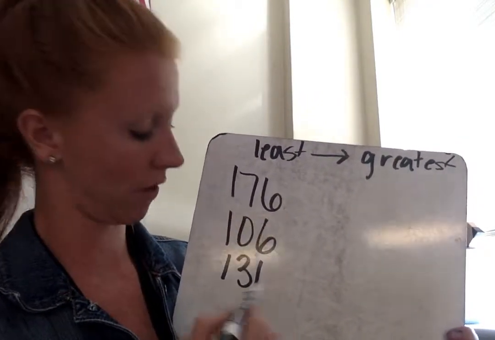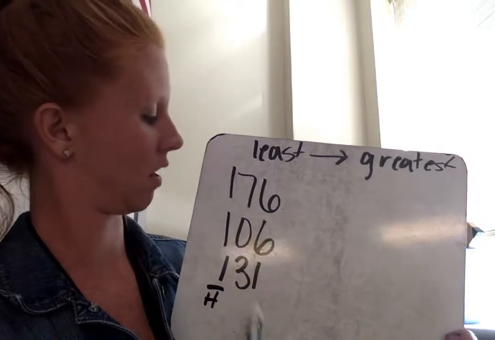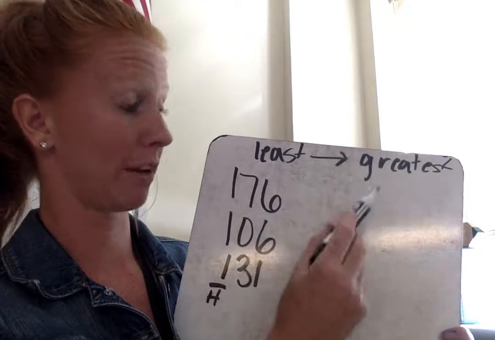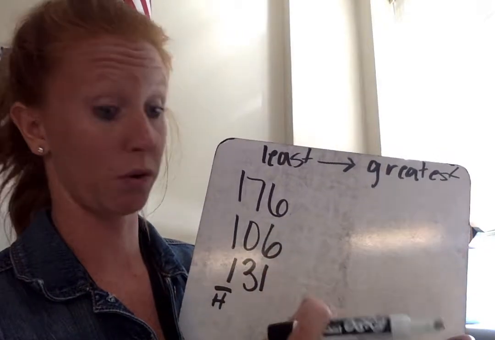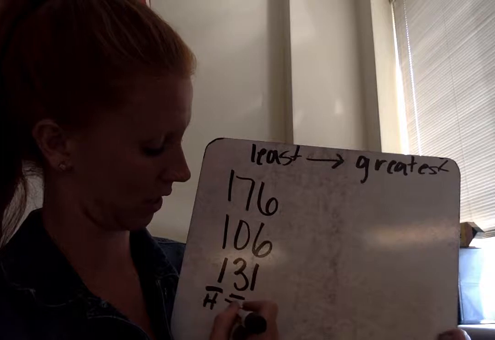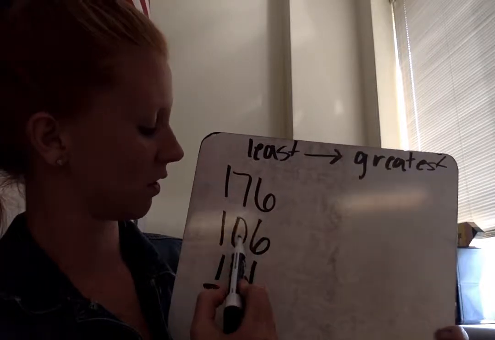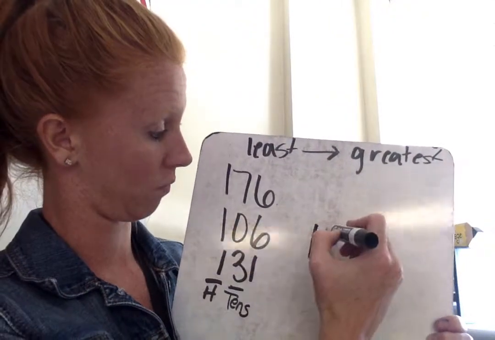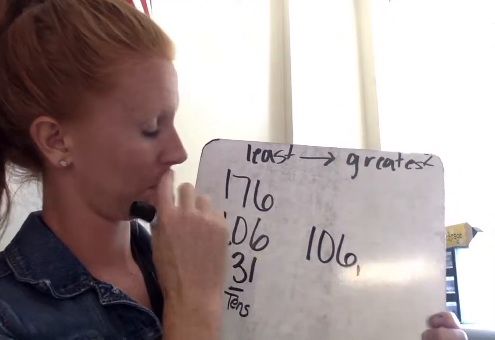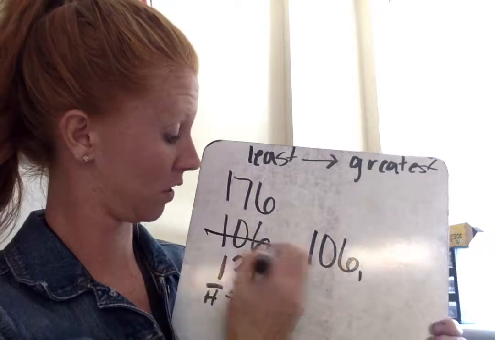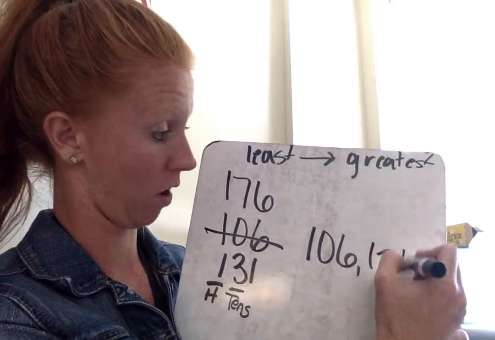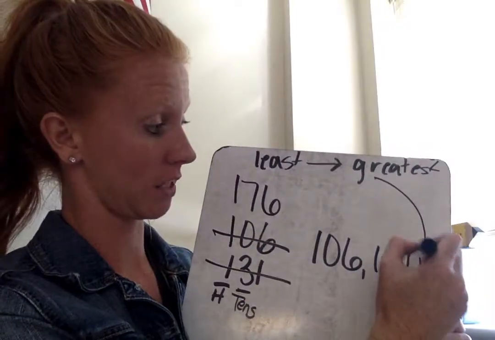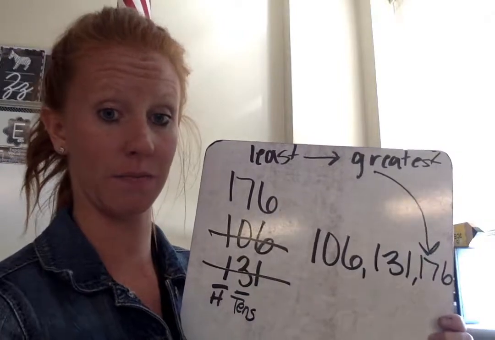Okay, so first things first, they're all lined up so I can easily tell. I'm going to look in the highest place value. Highest place value is the hundreds place. 1, 1, 1, all the same. Have to go to the next one. Now we're going from least to greatest. I'm actually looking for the smallest one first. Going to my tens place. Tens place, I have 7, 0, 3. That's easy. Which one is smaller? The 0. So I have 106. Which one's the next smallest? 3. So I have 131. My last one is 176. This one is the greatest because we were going from least to greatest.